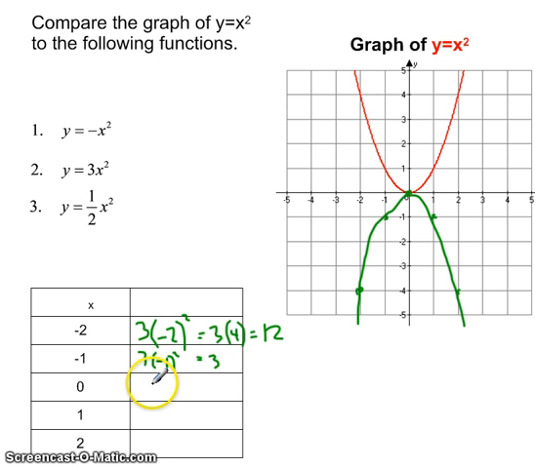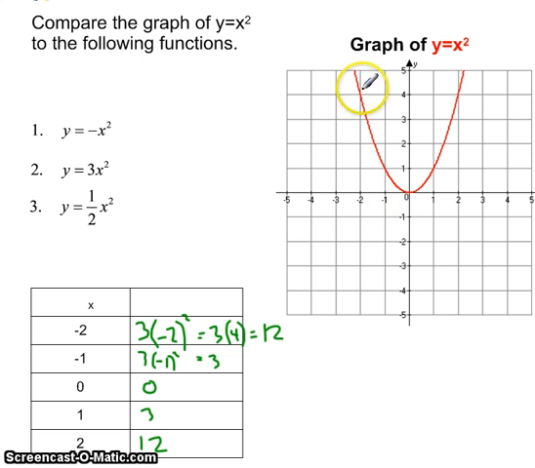0 times 3 is 0. 3 times 1 is 3. And then 2 squared, 2 times 2 is 4, times 3 is 12. So if I were to plot these 5 ordered pairs, let's see how it compares.